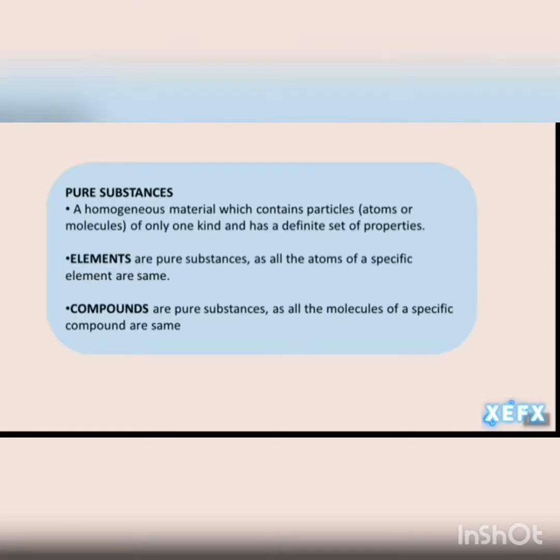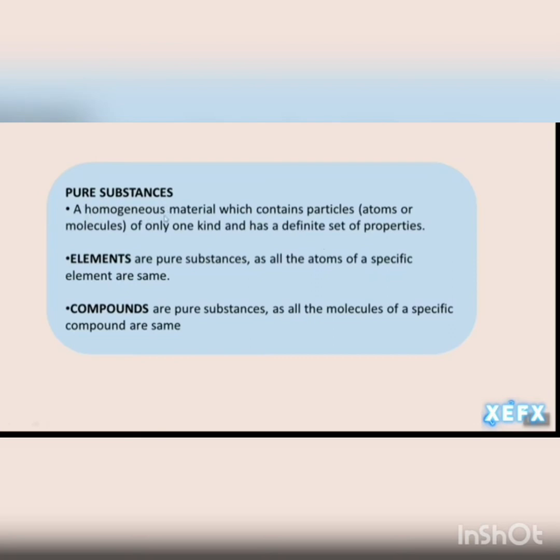So here we see pure substances. Pure substances means a homogeneous material which contains particles, atoms or molecules of only one kind and has a definite set of properties. So pure substances are of two types. These are elements and compounds. Elements are pure substances as all the atoms of a specific element are the same.